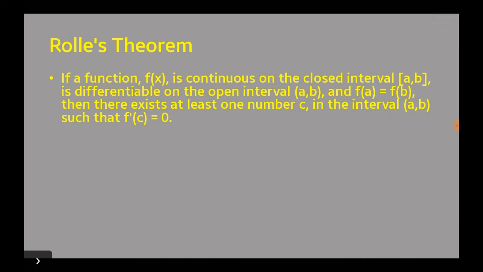Don't forget there is another topic that you have learned in the mathematics student textbook in grade 12 about Rolle's Theorem. If a function f(x) is continuous on the closed interval [a, b] and differentiable on the open interval (a, b), and f(a) equals f(b), then there exists at least one number c in the interval (a, b) such that f derivative at c must be 0.